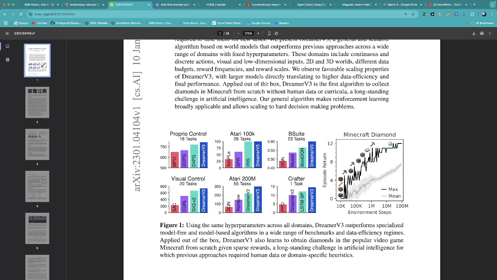from scratch given sparse rewards, a long-standing challenge in artificial intelligence for which previous approaches required human data or domain-specific heuristics. So again, it's this world model where you build a model of the world. You want to try to build a model.